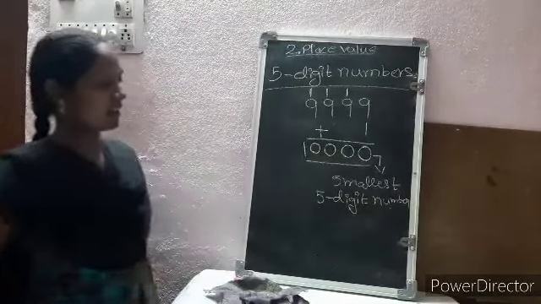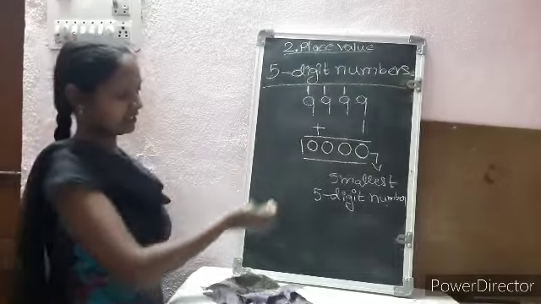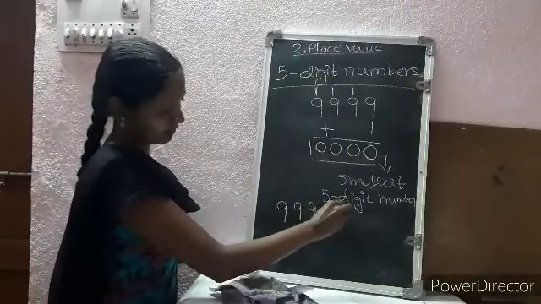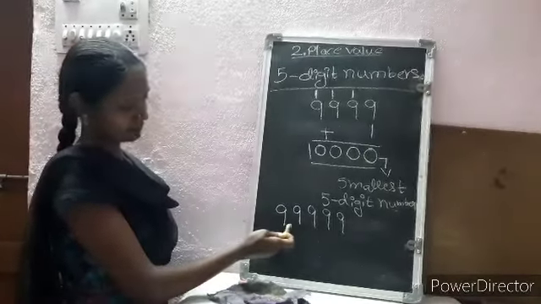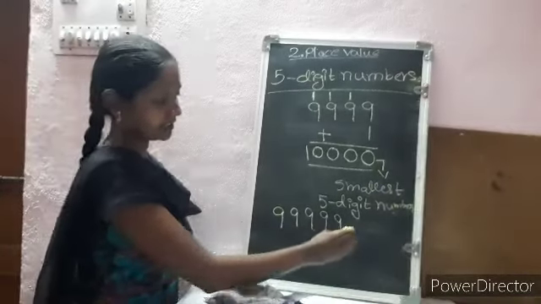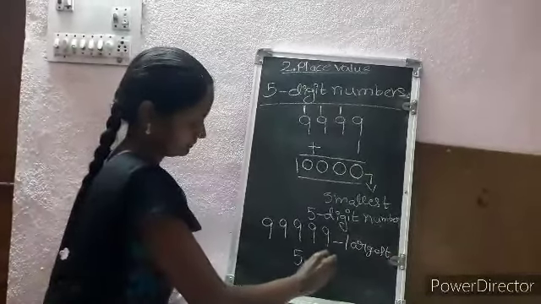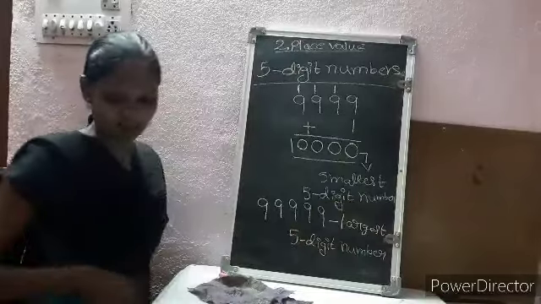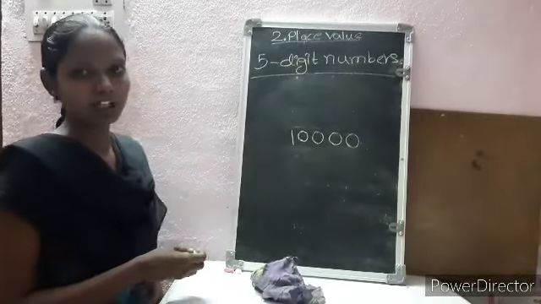So, my dear students, what is the largest 5-digit number? Same like this: 9, 9, 9, 9, 9. How many nines? 1, 2, 3, 4, 5. 5 nines. What is the name of this number? 99,999 is the largest 5-digit number.